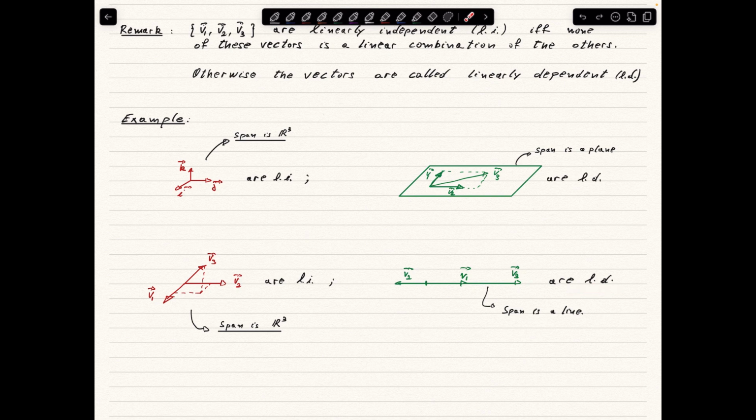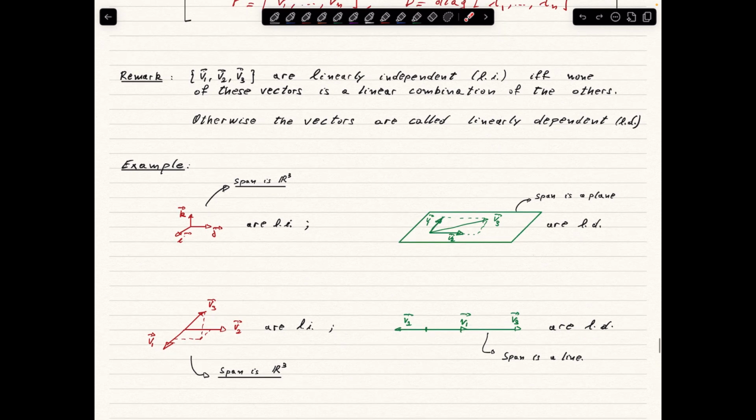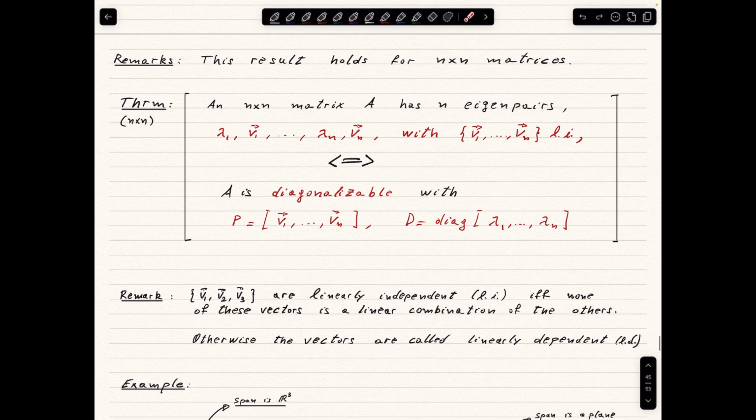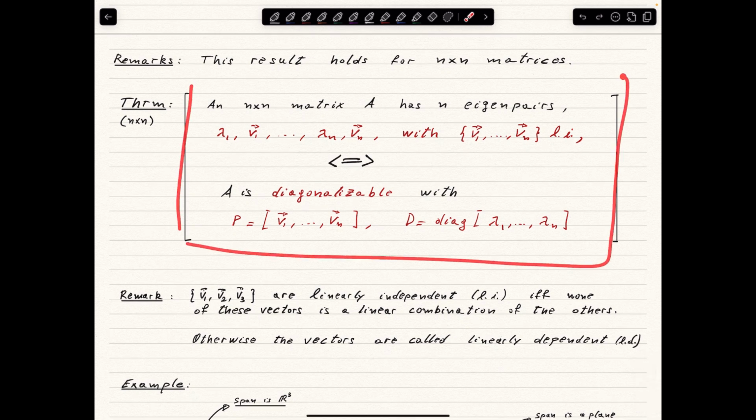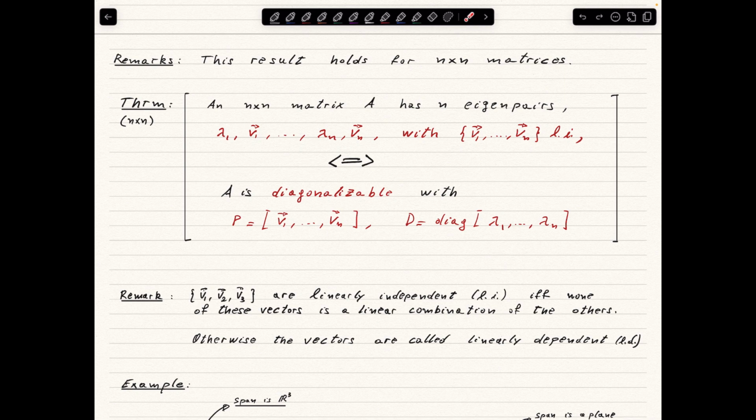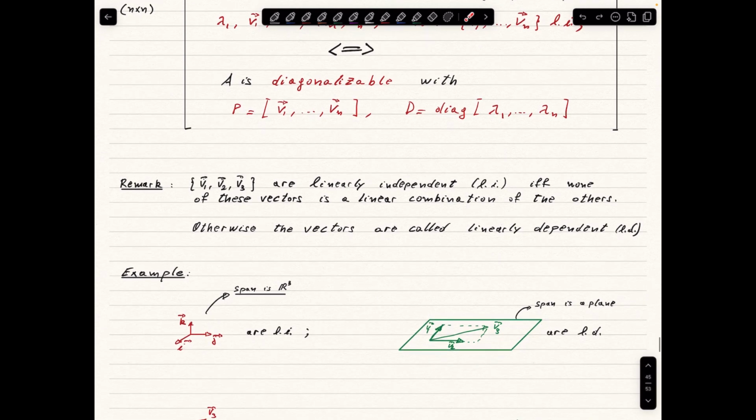So hopefully this clarifies a little bit what we mean by linearly independent. The 3 vectors, for example, have to point in 3 different directions in space. They span the whole vector space R3. If linearly dependent, they don't. They span a plane or a line. With that condition, we have this theorem, the generalization of the theorem we have proven for 2 by 2 matrices. And now, let's see examples.